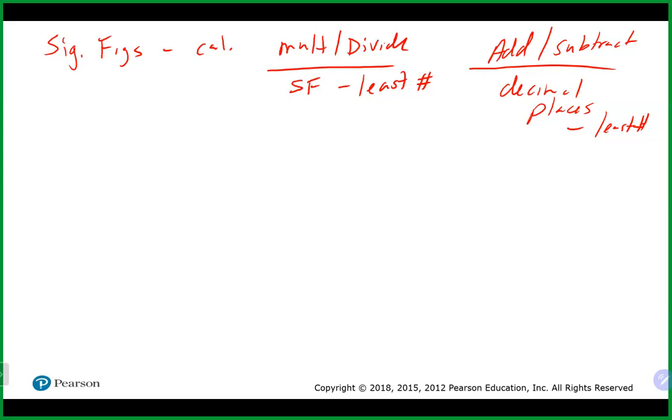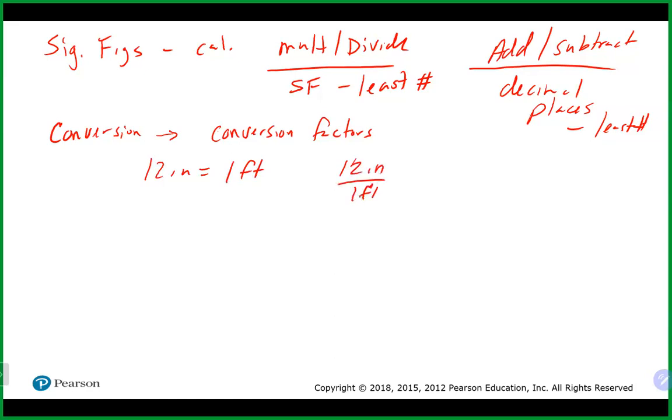I think towards the end, we were looking at conversions and dimensional analysis, which is where we are at this point. We can do conversions, which use conversion factors. Like 12 inches is 1 foot or something like that, which would give us 12 inches over 1 foot, or 1 foot over 12 inches.